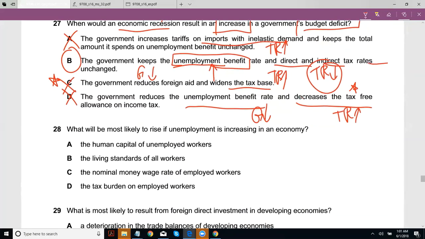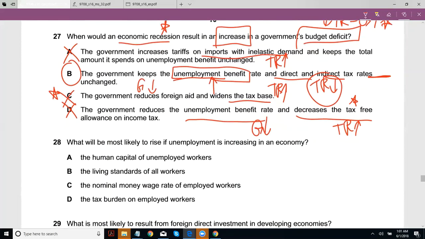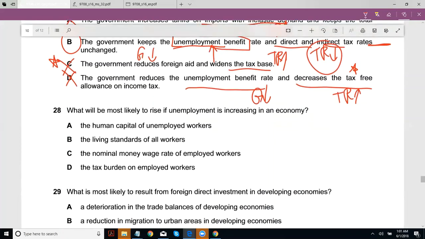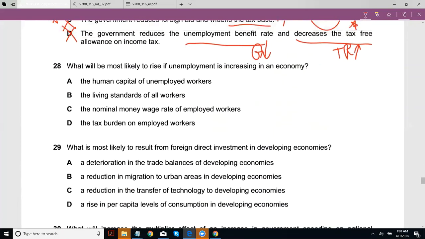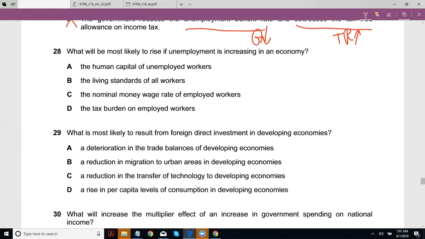Because while things are the same here, just factor into account the effects of the economic recession. They've given that in the question for a reason. Anyhow, 28. What would be most likely to rise if unemployment is increasing in an economy?